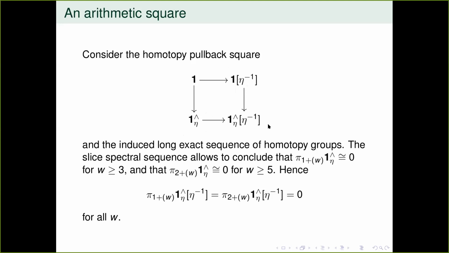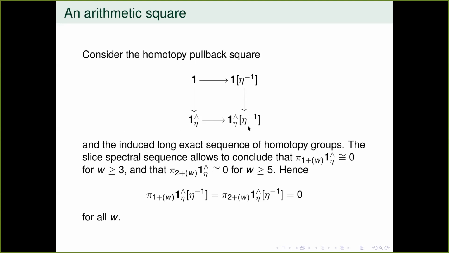in particular, sort of the part where we can deduce some vanishing easily is the eta inversion of the eta completed sphere spectrum. I don't know if this is going to be the next?